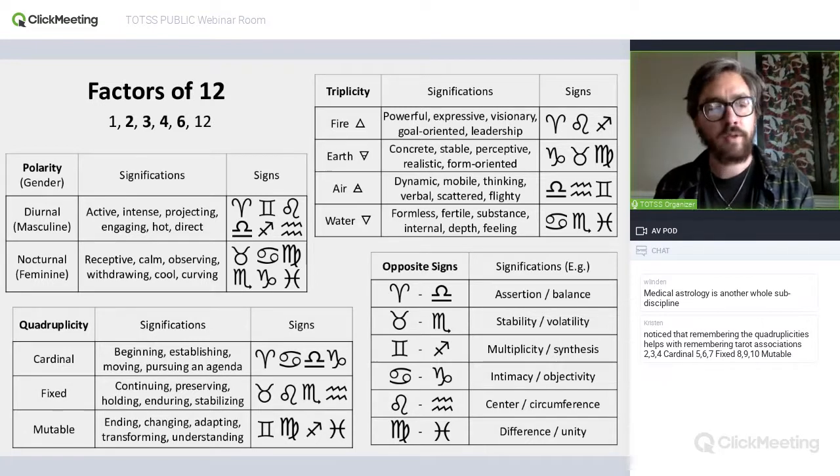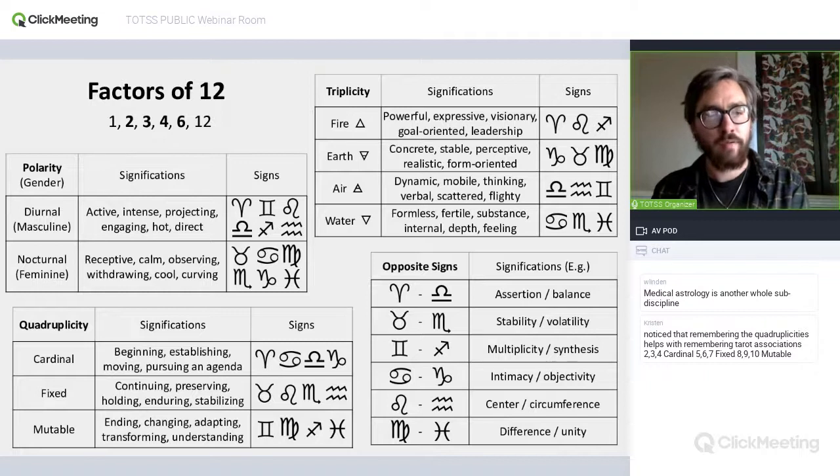All right, and then the 4 fixed signs that correspond with the middle of the seasons have significations of continuing, preserving, holding, enduring, and stabilizing. So this is the middle of the seasons, so nothing's really changing, you're just continuing, and these 4 signs of Taurus, Leo, Scorpio, and Aquarius are often used as symbols of the elements themselves because they represent the elements in their most pure and stable forms, right? They're not either just beginning or in the process of transitioning into something else. We're not going to talk about that, but it's something to be aware of, the way that the 4 cherubic or fixed signs have a special relationship to the elements.